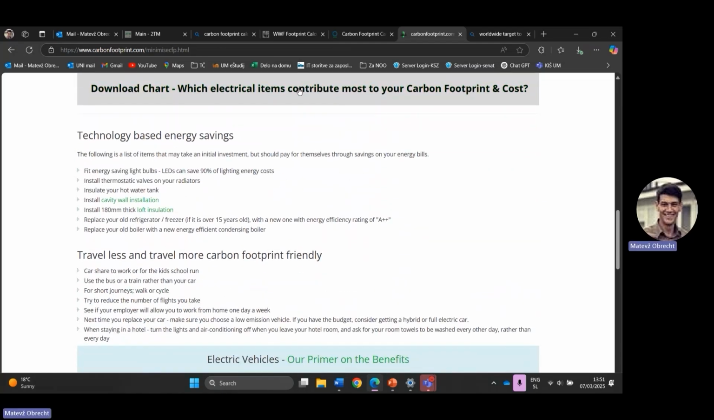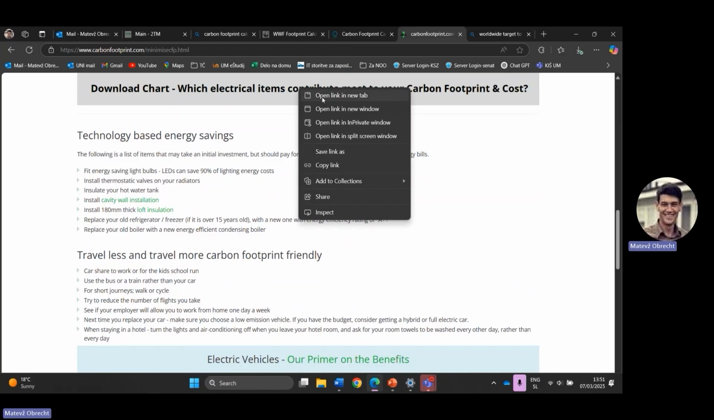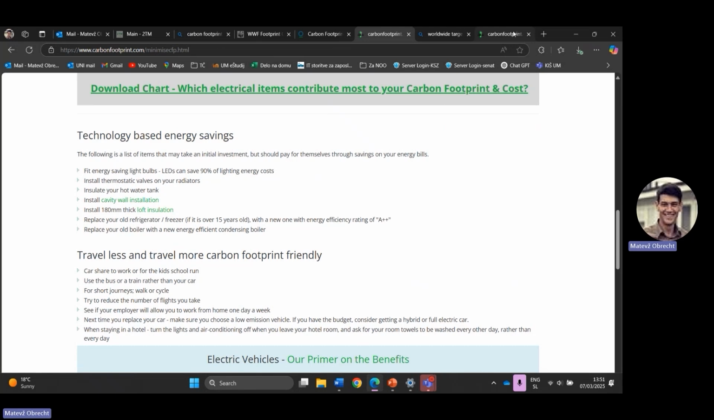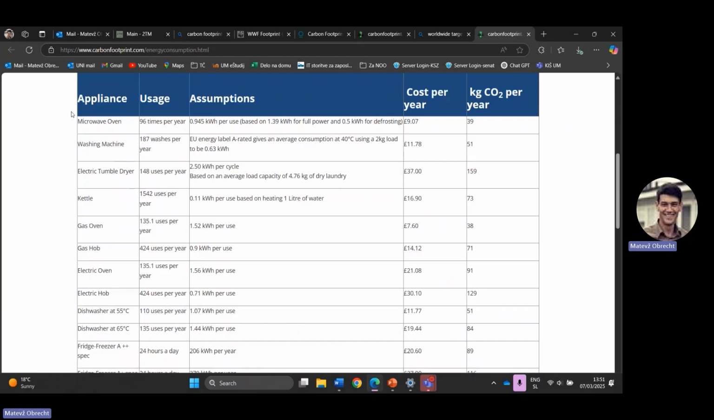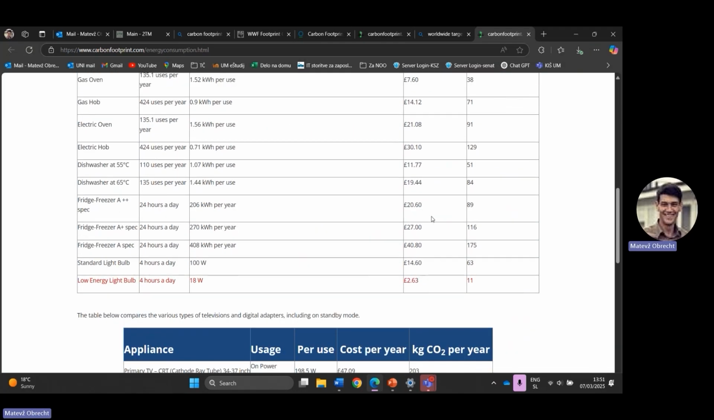Here you also have the chart of which items contribute more to your carbon footprint and costs. We can check this one as well. You can see different appliances: microwave, washing machine, tumble dryer, kettle, gas oven, and so on. On the right-hand side, you have the costs per year and the kilograms of CO2 per year. These are, of course, estimations. It's not the same in every household, but you can see which are the most influential.